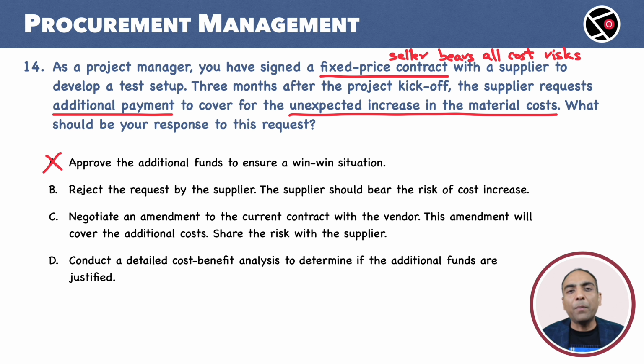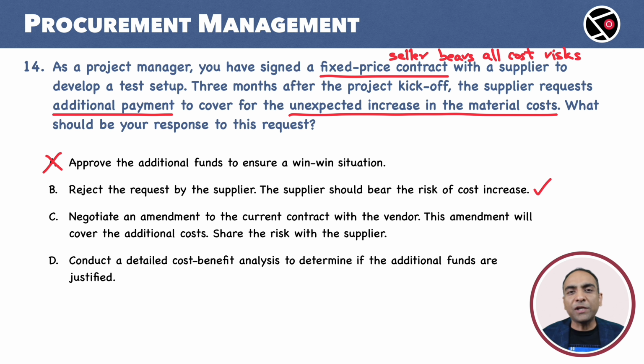This will set up a bad precedent and the seller will have no incentive to control the cost. B. Reject the request by the supplier. The supplier should bear the risk of cost increase. This looks like a reasonable choice to me.